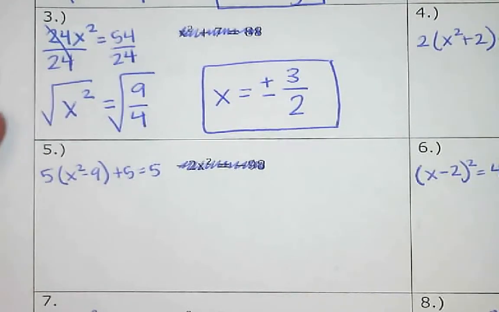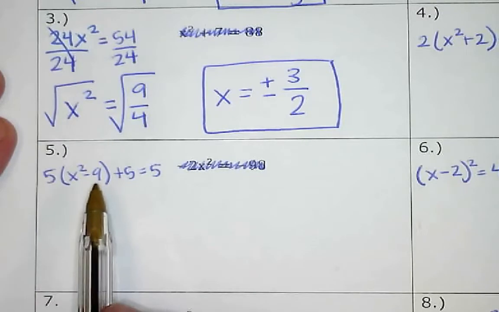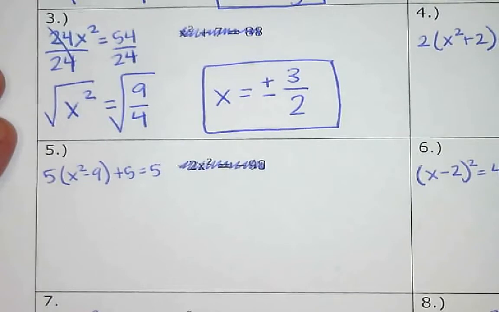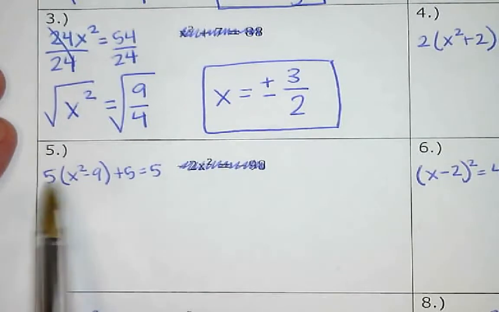So now we have 5 times x squared minus 9, plus 5 equals 5. All right, so does this have a bx term?